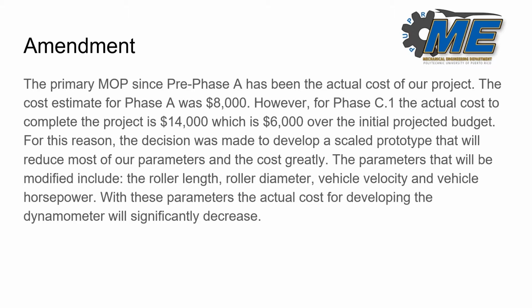Since the beginning of the project, the main MOP has been the cost. In our Phase A presentation, the cost was estimated to be $8,000. However, when we reached Phase C1, with all the calculations and research done, the project had an estimated cost of $14,000, which exceeds the original budget by $6,000.